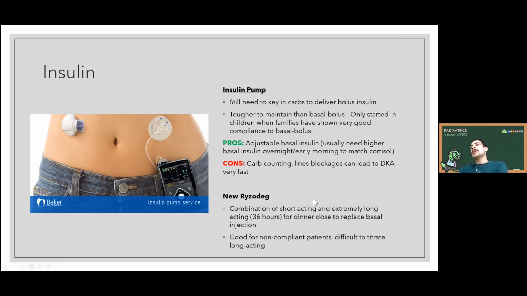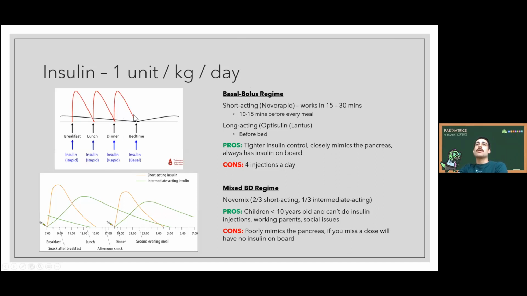And then there's a new regime of Ryzodeg. So what Ryzodeg is a combination of this, as you can look here in the basal bolus regime, combination of a short acting insulin and a very long acting insulin, which lasts for about 72 hours. And that's if people aren't taking their bedtime insulin. And then doctors would stress, be like, make sure if you're going to take any insulin, take your Ryzodeg because they'll cover you and stop you from going into DKA, even if you have poor control.